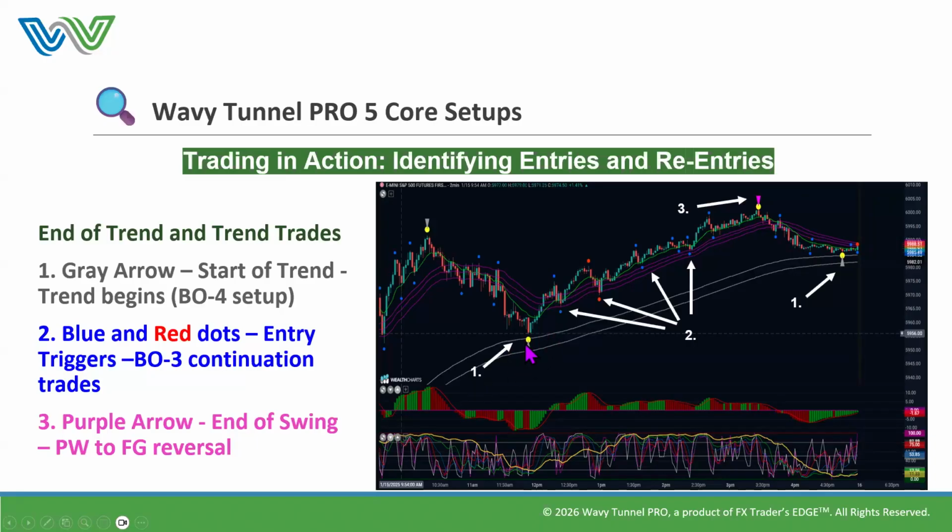So 1 is right here, 1 is right here. The blue and red dots are the wave 3 expansion trades, dots into the wave. You want to be buying until we get this. And then the purple arrow, 3, is the end of the swing. So the price to wave, fill the gap, reversal starts here. And this is it. This is the setup, simple.